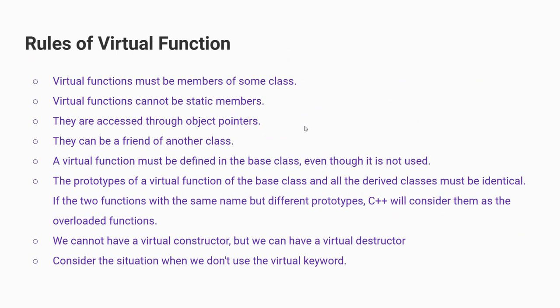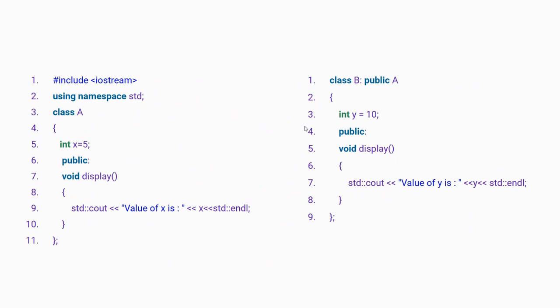The prototypes of a virtual function of the base class and all the derived classes must be identical. If there are two functions with the same name but different prototypes, C++ will consider them as overloaded functions. As we saw in the previous lectures, we cannot have a virtual constructor, but we can have a virtual destructor. Consider the situation when we don't use the virtual keyword. Now we'll see an example where we don't use the virtual keyword.